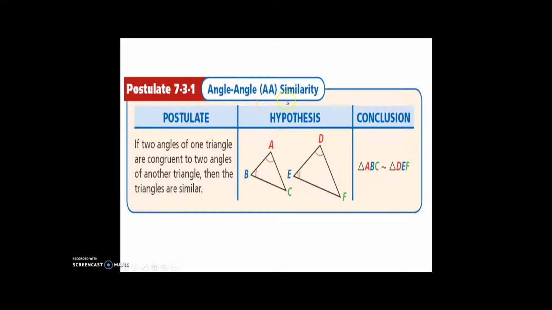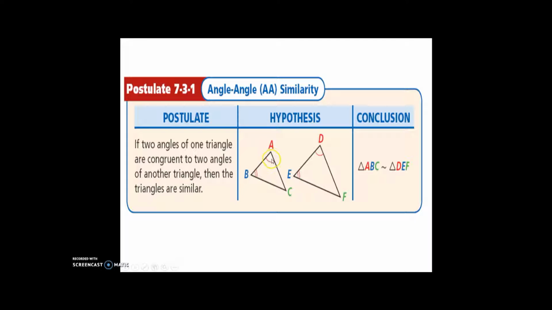Our first similarity postulate is the angle-angle similarity postulate. So if two angles of one triangle are congruent, keyword congruent, to two angles of another triangle, then the triangles are similar. So let's start with the hypothesis statement, the if part.